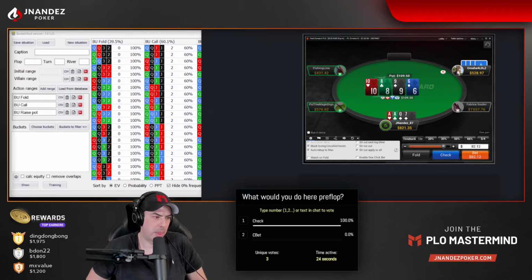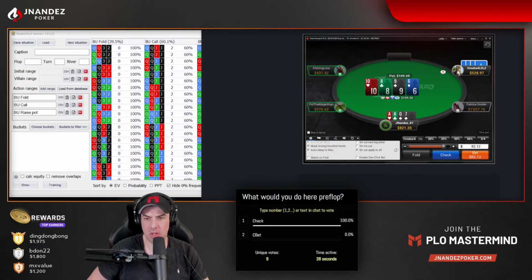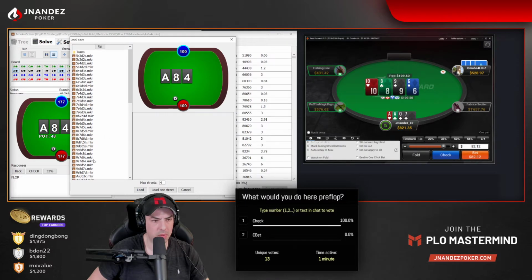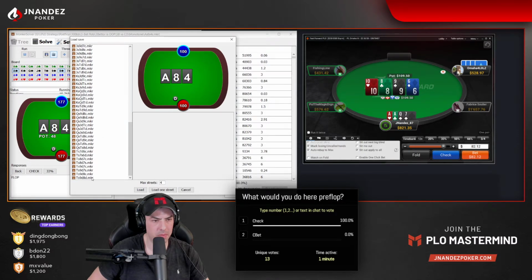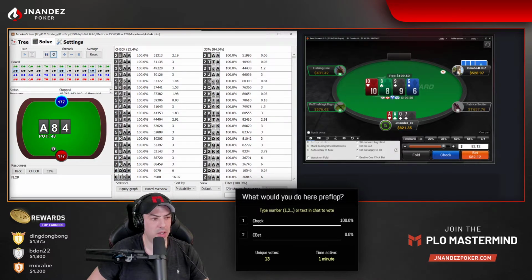Feels rough folding flop. Okay, we can look into also the response then. But should we start with a check? Seems like you guys are agreeing with a check here. I'm going to bring up the solution on 10, 9, 8 rainbow. Full range check on this board?